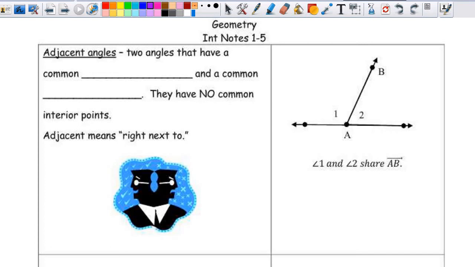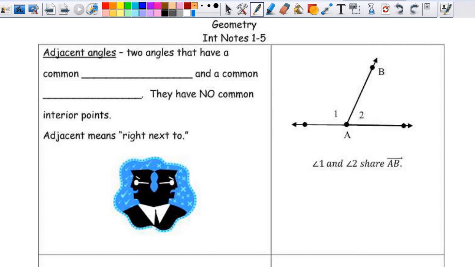Okay guys, for this section of notes, we're going to talk about 1-5, which is exploring angle pairs. This is when we have two angles and we have certain ways to be able to name them or know that they have certain things in common. So the first one we're going to talk about are adjacent angles.